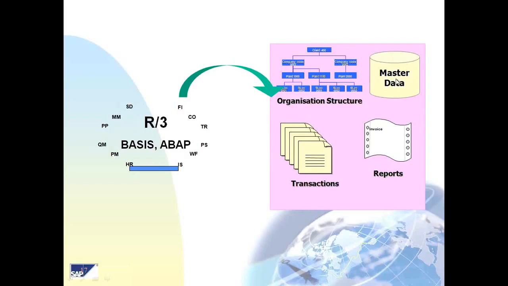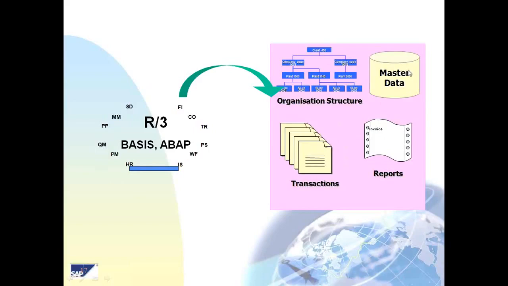Once the organization structure and the master data are available, we can post the transactions. Once the transaction data is available, we can run the reports. So this is the common setup for any department within the SAP system. You should follow the sequence, otherwise it is not possible. Without master data, we cannot post the transactions. Without the structure, we cannot maintain the master data.